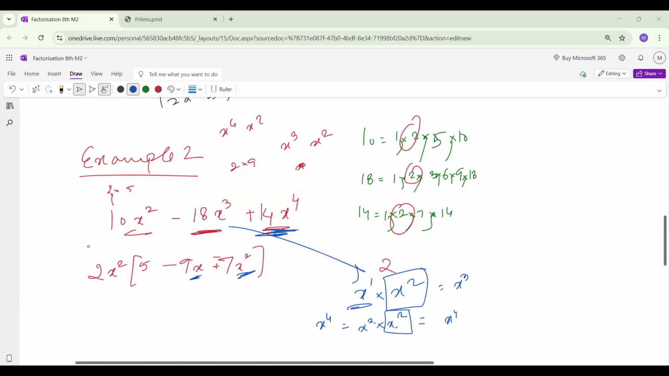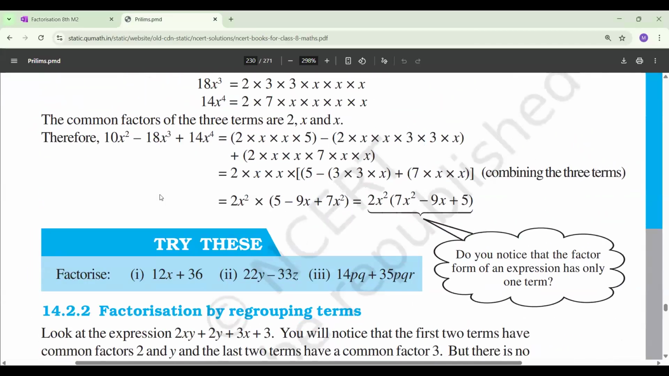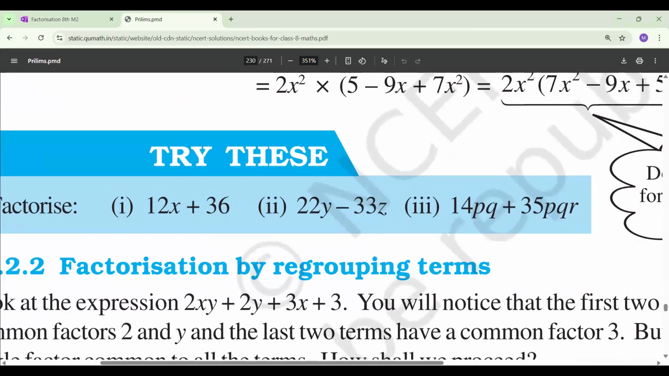Done, sir. Okay, all of you are done? Yes, sir. Okay. Guys, try this. Factorize means you have to take out the common part out of it. 12x plus 36. Try it down, all of you.